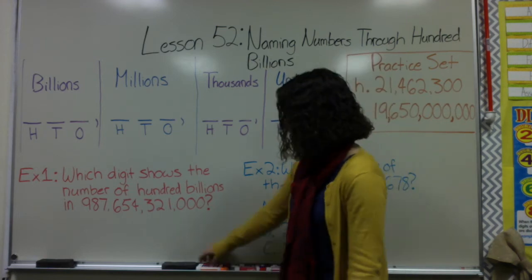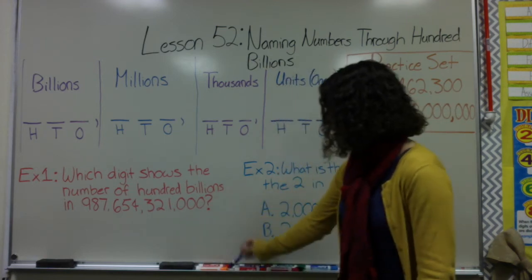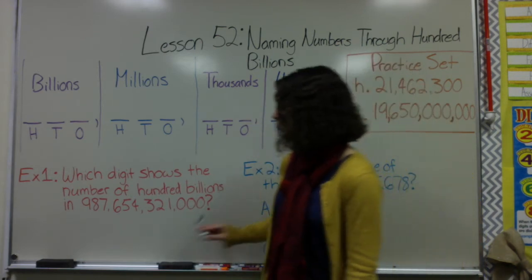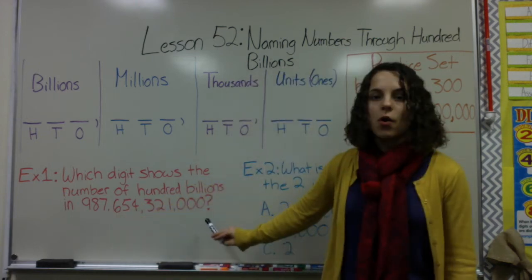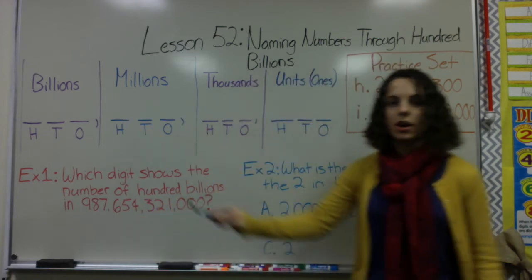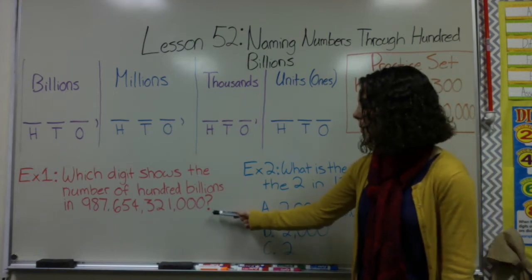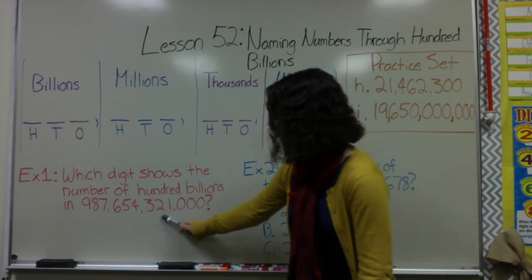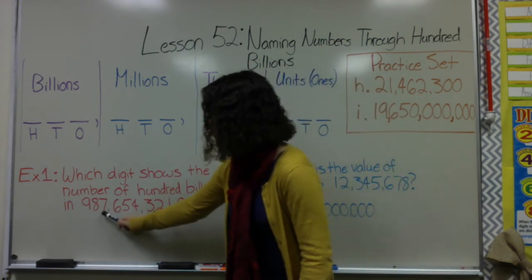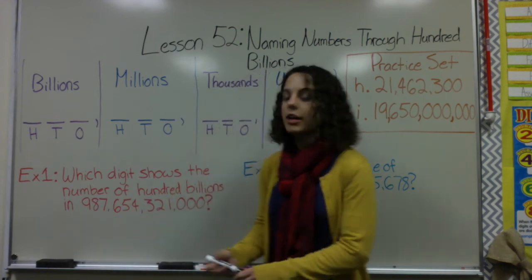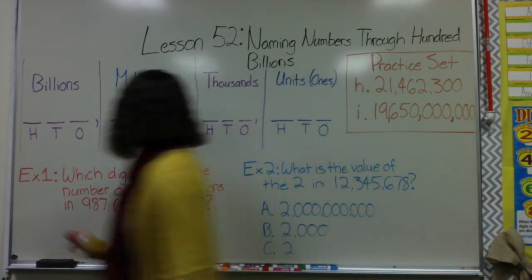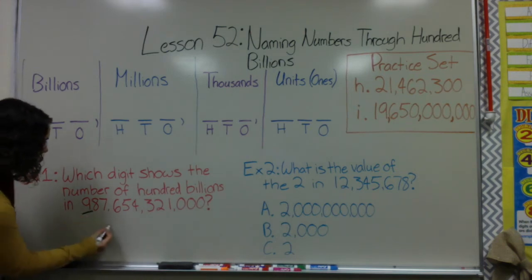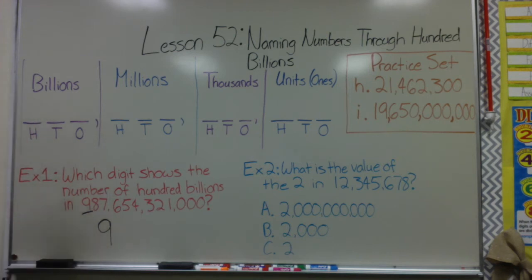So what we're going to look at is example 1, and I'll go ahead and go over these with you. We have: which digit shows the number of 100 billions in this number? So we have our chart right up here. Which one shows the 100 billions? Well, we know that these are our ones place, ones, tens, hundreds. Then we have our thousands. Then we have our millions. And then we have our billions. And our 100 billions is going to be the third one. So the digit that shows the number of 100 billions is the 9. Go ahead and have that down in your notes for example 1.